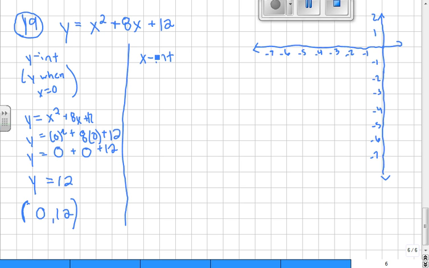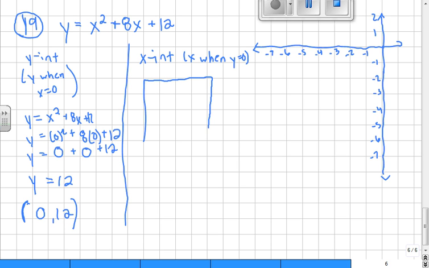Now our x-intercepts are x when y equals 0. And we find our x-intercepts by either factoring or using the quadratic formula. Well, the quadratic formula will always work, but factoring is oftentimes easier. So let's see if we can factor this quadratic.